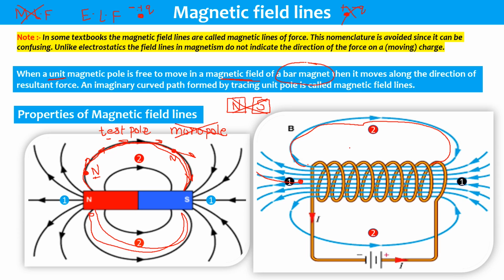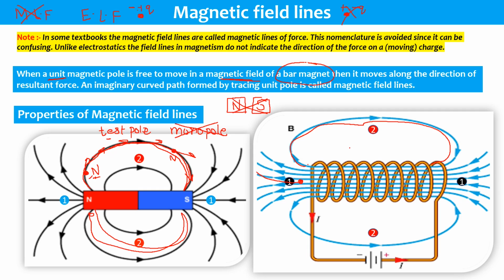Okay, so this is the definition. A small magnet, the path traced by that small magnet in an external magnetic field is known as a magnetic field line. Okay, so let us see what the properties of these magnetic field lines are. One more time I'm repeating this.